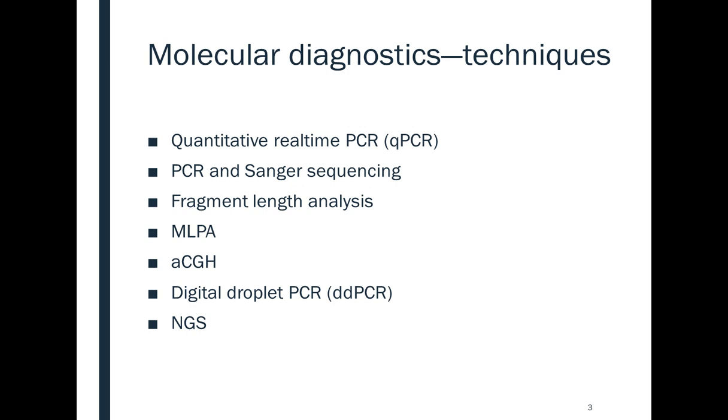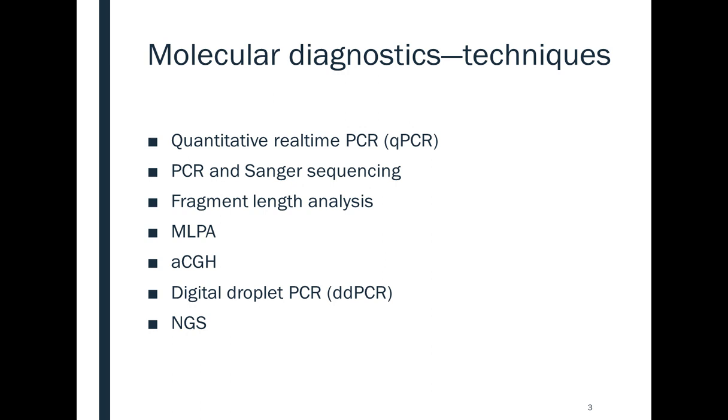Target-specific copy number variations and methylation aberrations can be checked through multiplex ligation-dependent probe amplification, MLPA. Array CGH is used for genome-wide screening for chromosomal aberrations. A very sensitive technique is digital droplet PCR. That brings you down to a 0.1% detection limit of a known mutation.